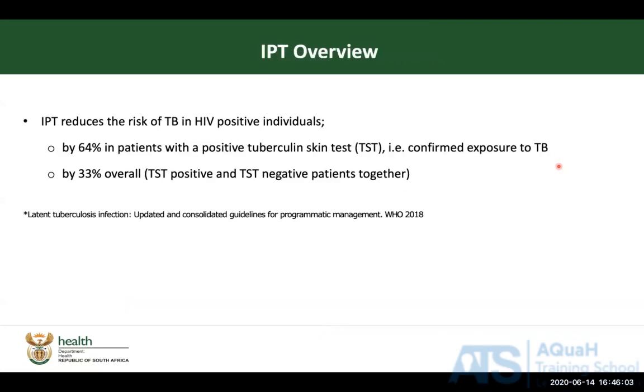So we have adequate evidence that shows us that isoniazid prophylaxis therapy works. It reduces the risk of TB in HIV-positive individuals by up to 64% in patients with positive TST tests. That means these are patients who have a confirmed exposure to TB, but it also significantly reduces the risk of TB in HIV-positive individuals by up to 33% overall, irrespective of the TST results.